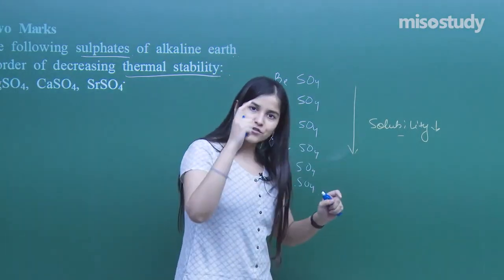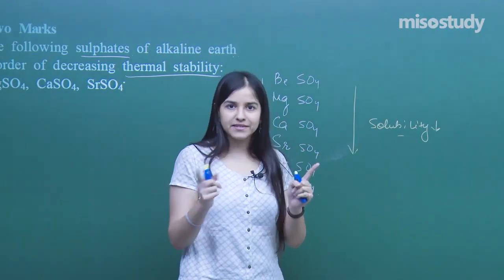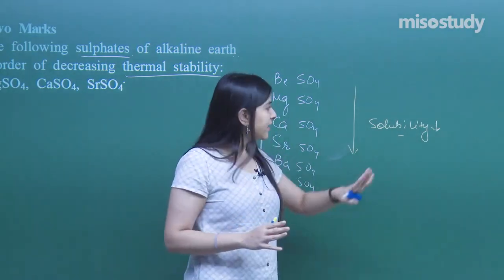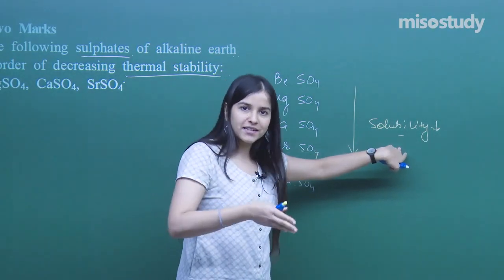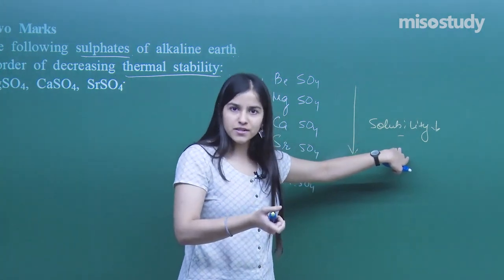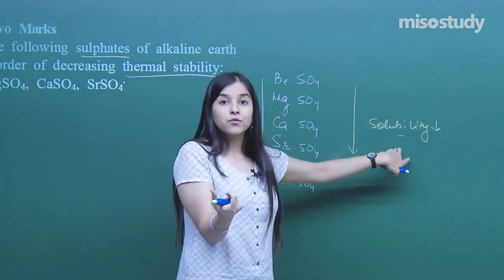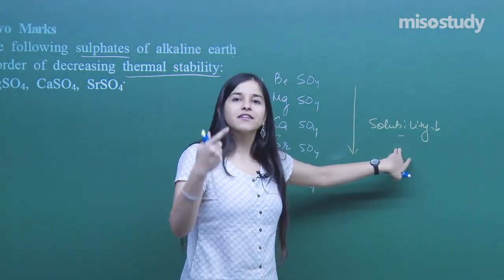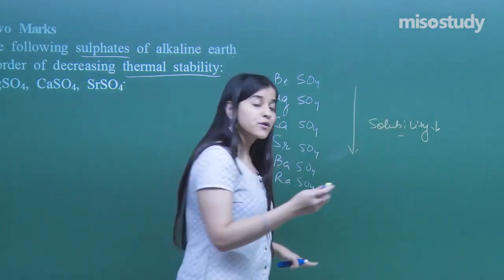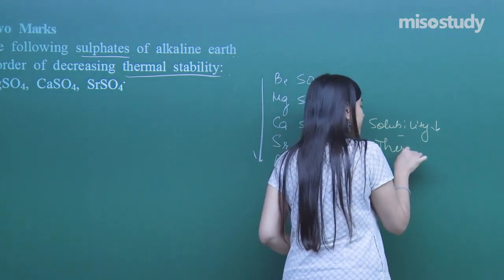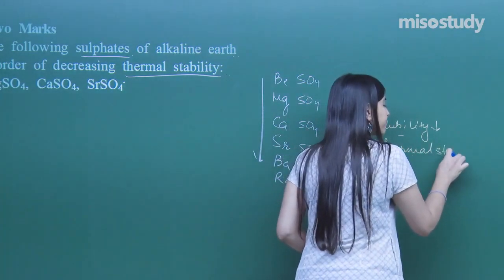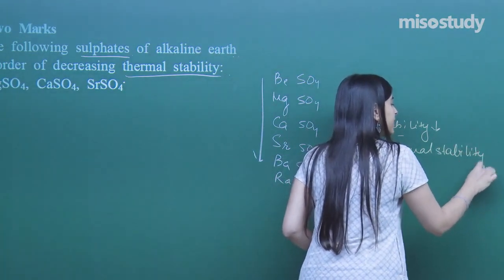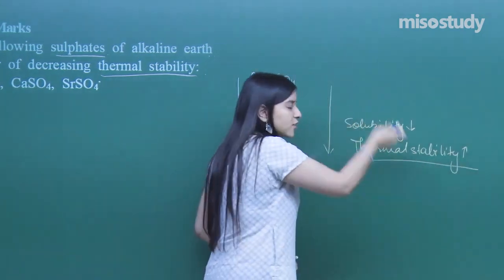Fine. And since the solubility, you can just remember it this way, that if the solubility is decreasing, that means it is not getting dissolved in water. Thereby it will be a stable solid compound. And that is why these are thermally stable if we go down the group. So thereby thermal stability increases down the group. It's just the opposite.